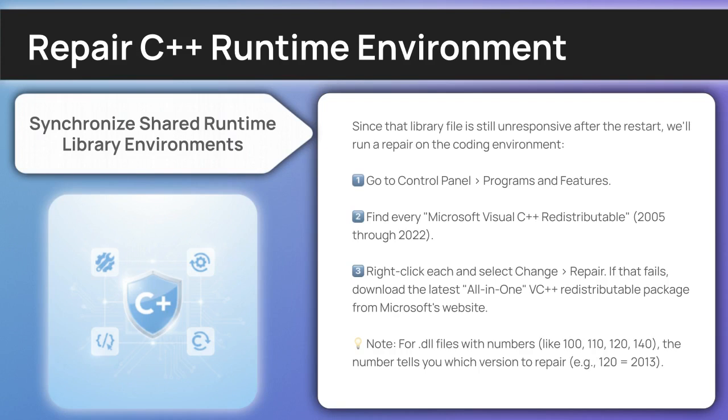Since that library file is still unresponsive after the restart, we'll run a repair on the coding environment. First, go to Control Panel, then select Programs and Features. Second, find every Microsoft Visual C++ redistributable, 2005 through 2022. Third, right-click each and select Change, then select Repair. If that fails, download the latest all-in-one VC++ redistributable package from Microsoft's website. Please note that for DLL files with numbers, the number tells you which version to repair. For example, 120 equals 2013.